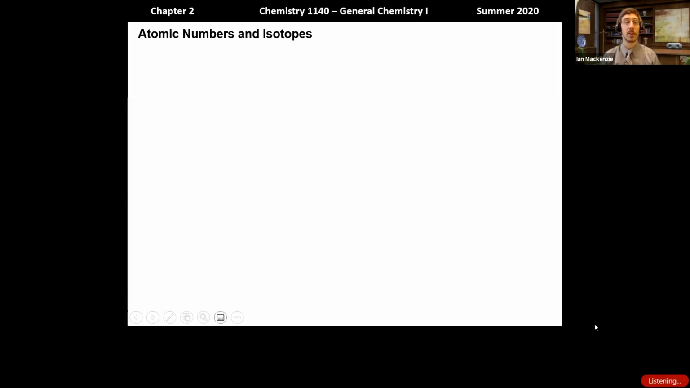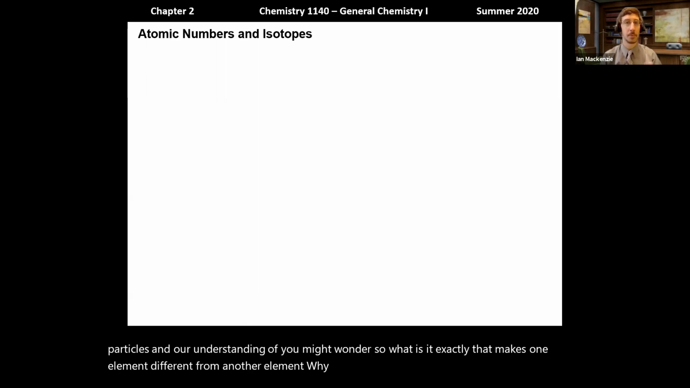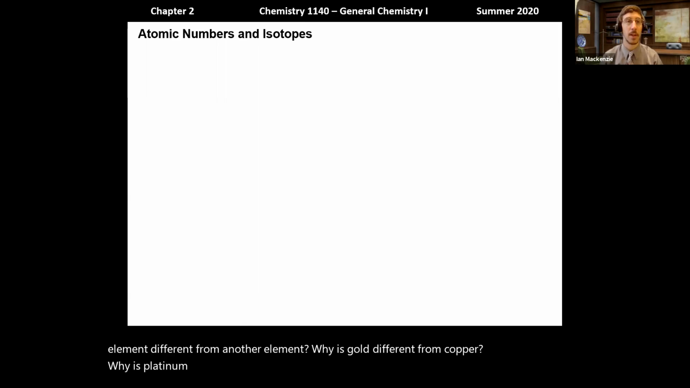Okay, now that we've talked about atomic theory and some of the development of subatomic particles and our understanding of those, you might wonder, so what is it exactly that makes one element different from another element? Why is gold different from copper? Why is platinum different from silver? And at a fundamental level, it has to do with the number of protons that are present.